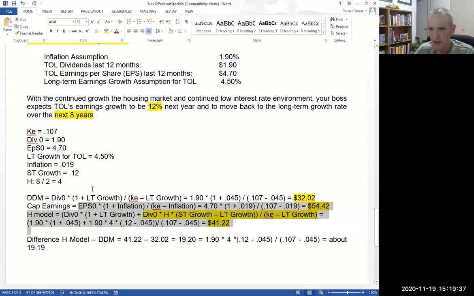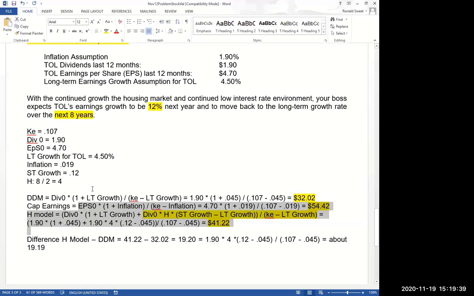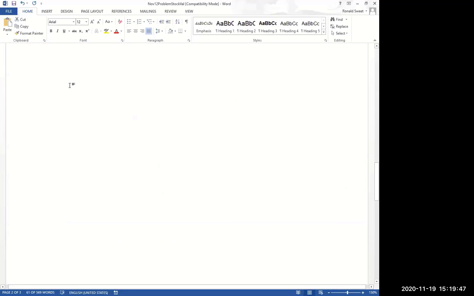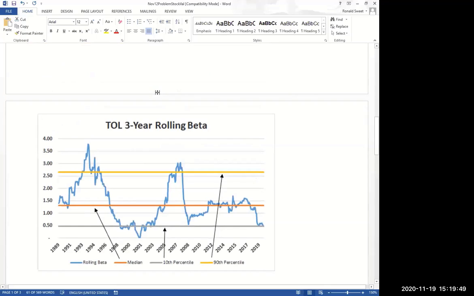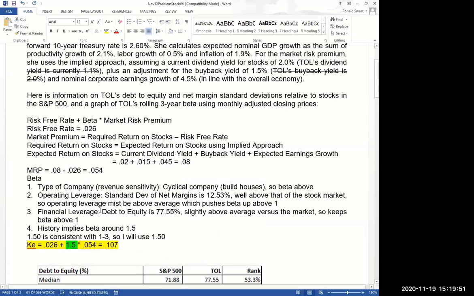What else? Oh, I have like one more question. So for the beta, if it's cyclical, it's going to be above 1, and we need to sort of guess what beta we're going to use.